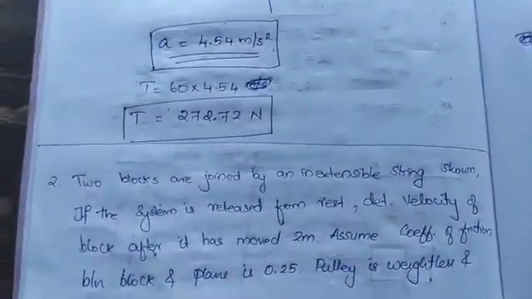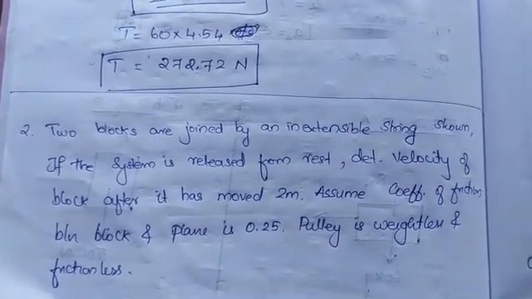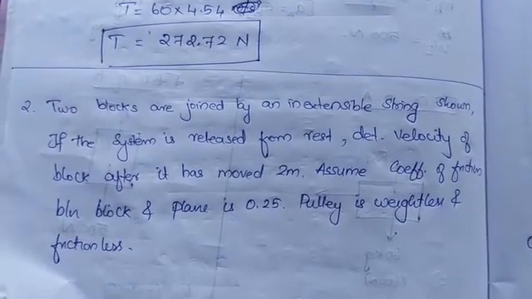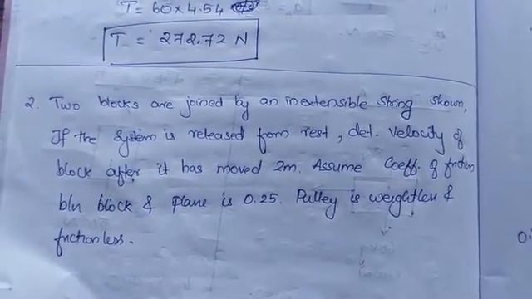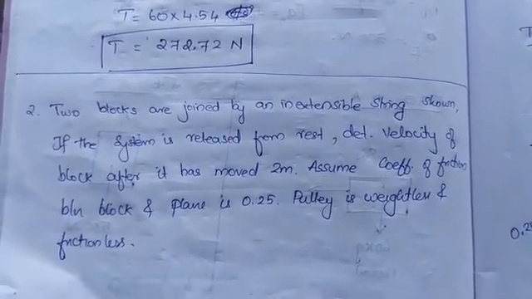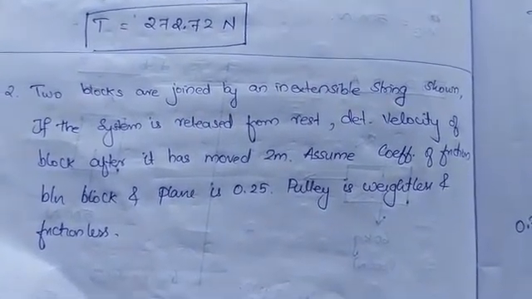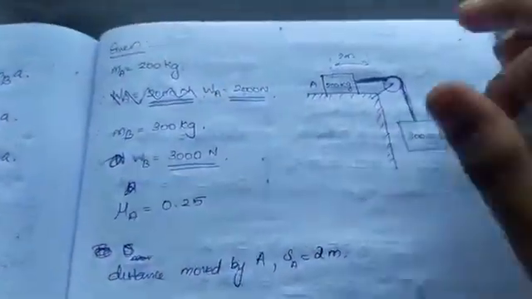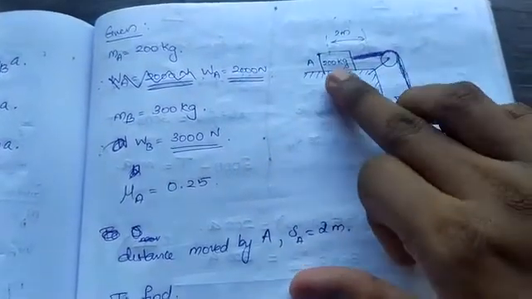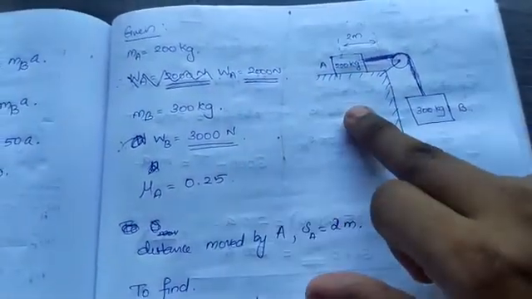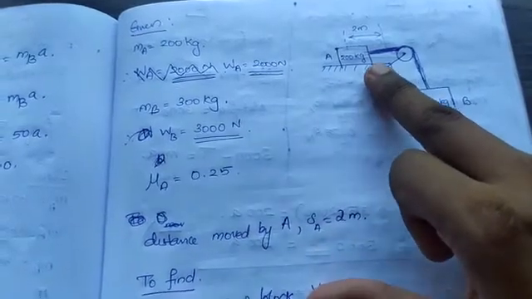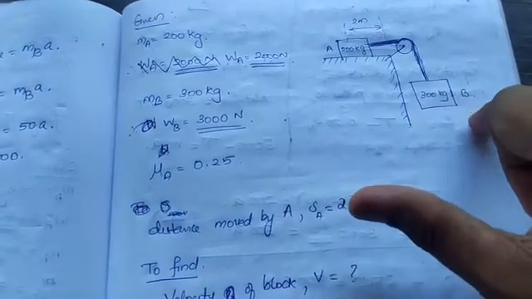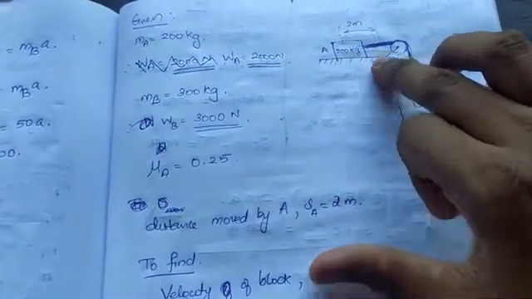We'll do another problem. Two blocks are joined by an inextensible string as shown. If the system is released from rest, determine the velocity of the block after it has moved 2 meter. Assume the coefficient of friction between block and plane is 0.25. The pulley is weightless and frictionless. This is the diagram. You have a pulley here, somewhat similar to the last problem, but here you have a 300 kg block, which has a tendency to move along this side, so the 200 kg will move towards the right.